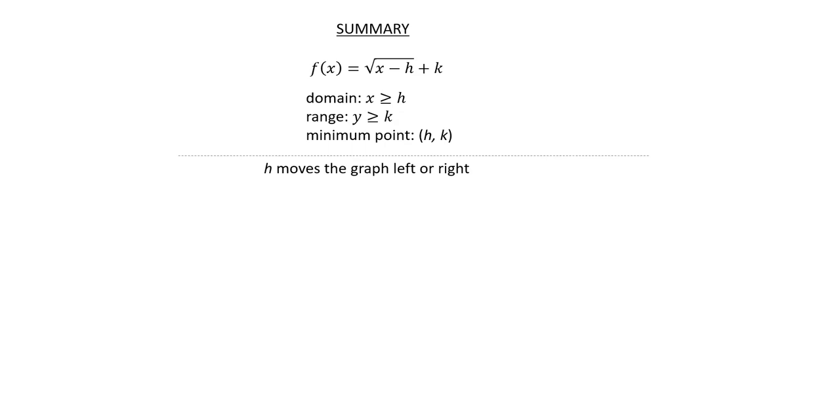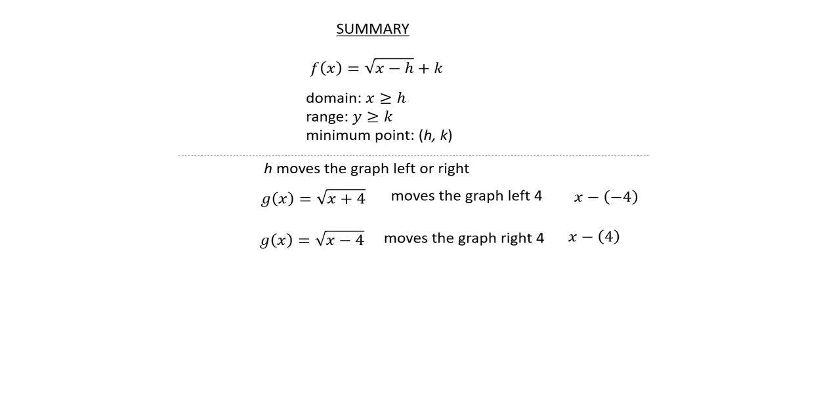h moves the graph left or right. So remember, our function is x minus h. So x minus 5, or something like x plus 4, we have to think in terms of x minus. So this moves the graph to the left 4, because that's x minus negative 4. x minus negative 4 is x plus 4. The square root of x minus 4 moves the graph to the right 4. So that's x minus a positive 4. So x plus moves the graph to the left, x minus moves the graph to the right.